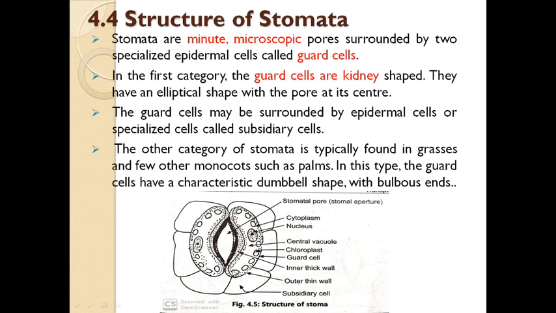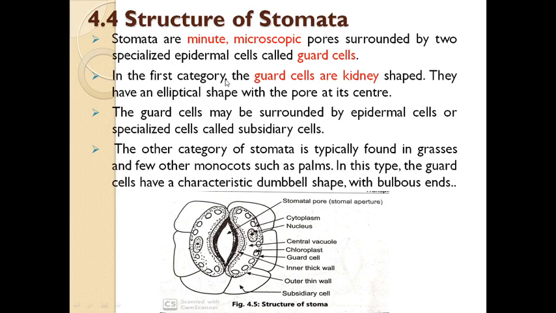Stomata are minute pores, microscopic pores surrounded by two specialized epidermal cells called guard cells. All of you focus on this diagram. This is the stomatal pore, also called the stomatal aperture, and this stomatal aperture is surrounded by kidney-shaped or bean-shaped guard cells.